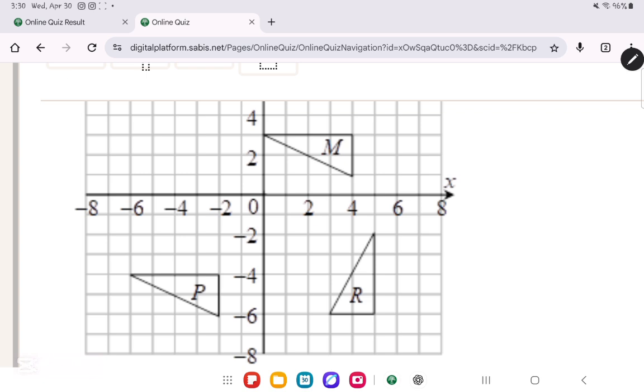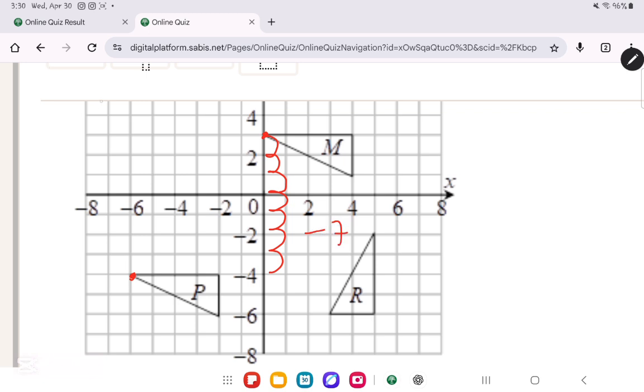What I would do in this case is I would take a point on M and I would take that same exact point on P. Now look what I'm gonna do. I will count how much it goes down. How much does it go down? It goes 1, 2, 3, 4, 5, 6, 7. So it's going down how much? It's going down minus 7.